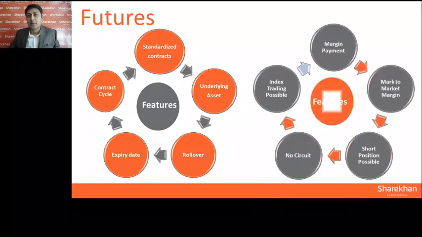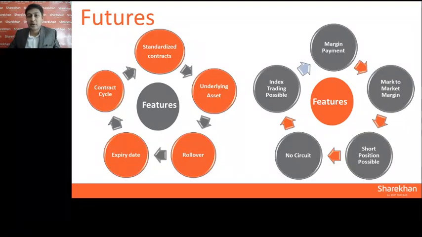The other important and the most important factor is margin payment. Now why so much traction is coming to trading in futures and options? The single most influencing factor is margin payment. Let's take an example. If I want to buy 1000 shares of Reliance Industries at 900 rupees, I need to pay 9 lakh rupees as margin to the broker, right?